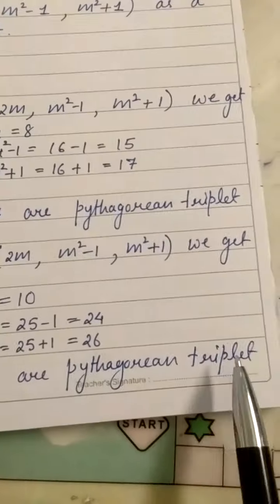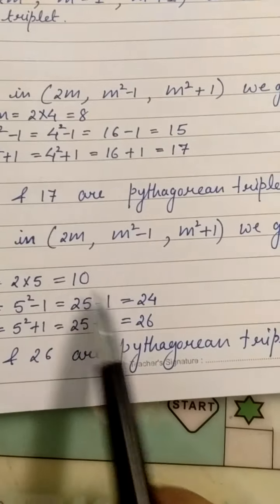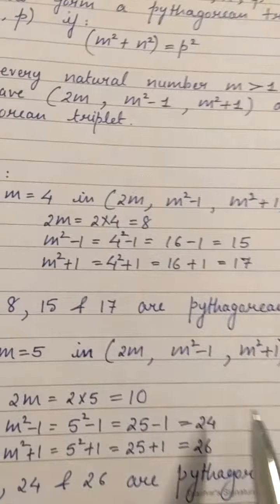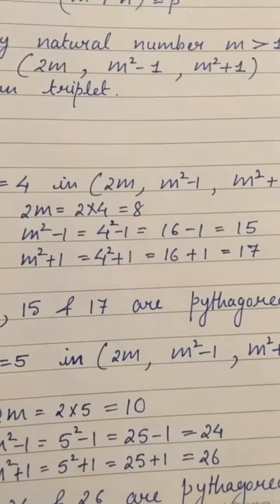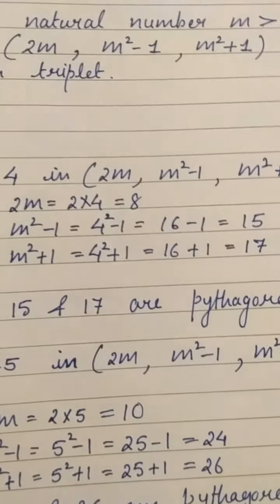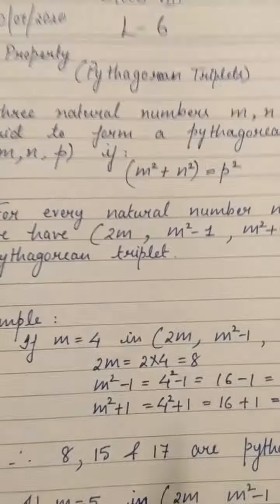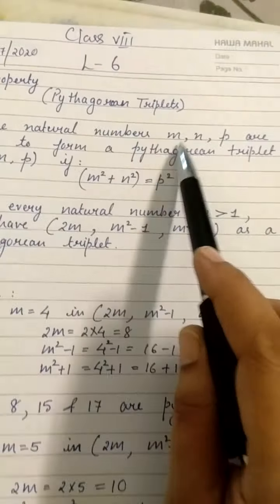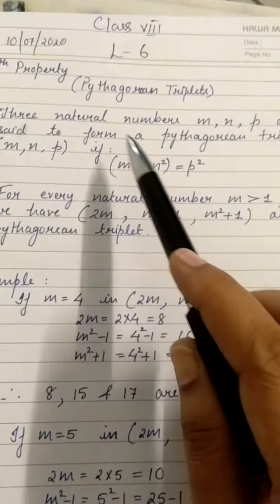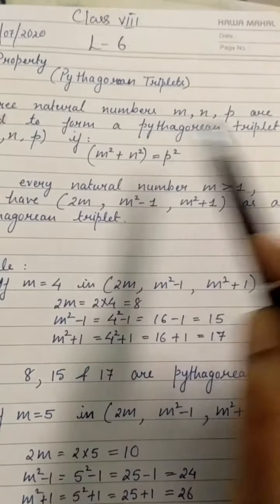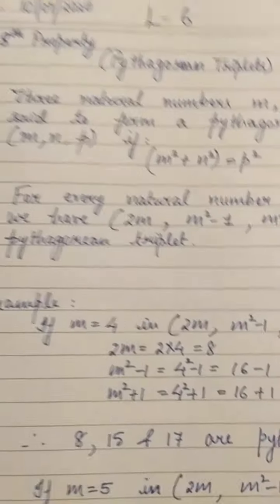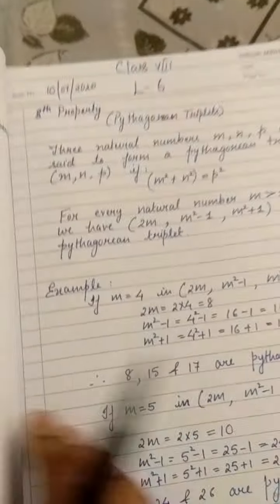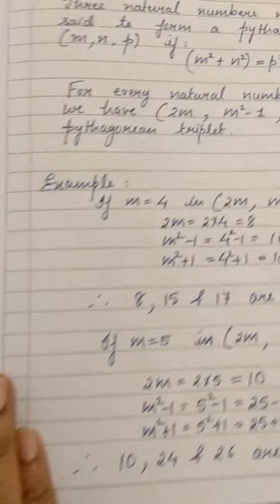Got it? So here what, children? That means these 3 numbers will form Pythagorean triplets, which will follow the Pythagoras property, according to which hypotenuse square will be equal to base square plus perpendicular square. So please remember, 3 natural numbers m, n and p are said to form a Pythagorean triplet if m square plus n square is equal to p square. Got it? So this is a very important property, children, which we will be using in the exercise.